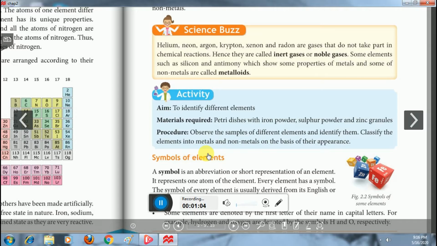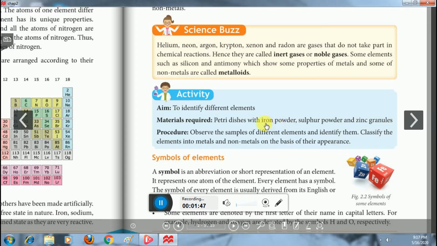Before we discuss symbols of elements, let us start today's class with an activity. This is described in your book. The aim of this activity is to identify the different elements, and for this activity petri dishes with iron powder, sulfur powder and zinc granules are required. Iron powder means the dust of iron metal, sulfur is a non-metal and zinc is a metal. It is silvery white.